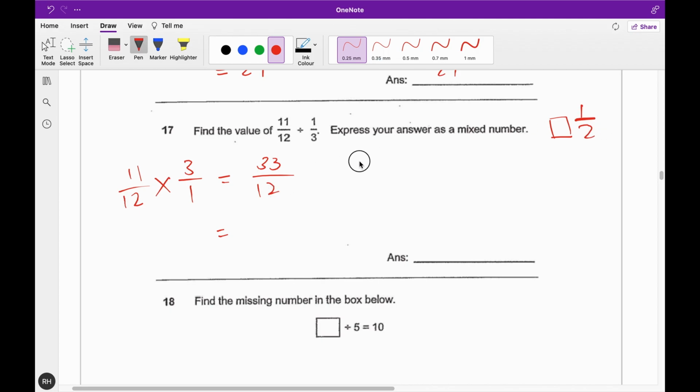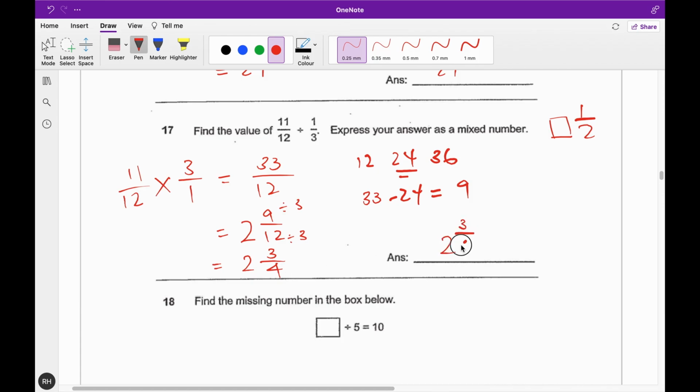So 12 whole, we have 12, 24, and then 36. The third whole will be bigger than 33, so we'll stop at 24, which is 2 whole. Then we'll use 33 minus 24, we'll have 9, so 9 out of 12. And then we'll simplify the answer, divided by 3, divided by 3, we have 3 out of 4. Answer will be 2 whole, 3 out of 4.